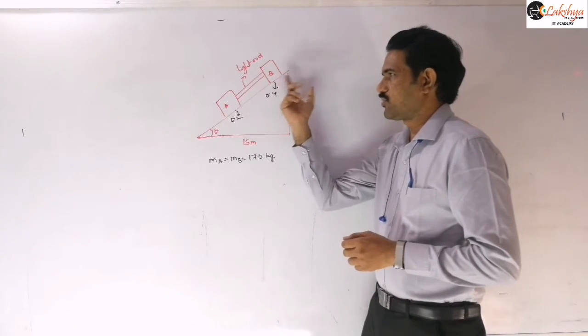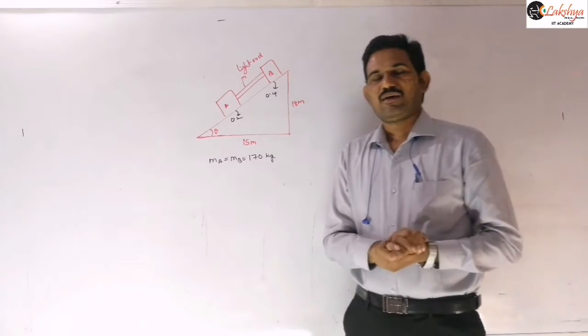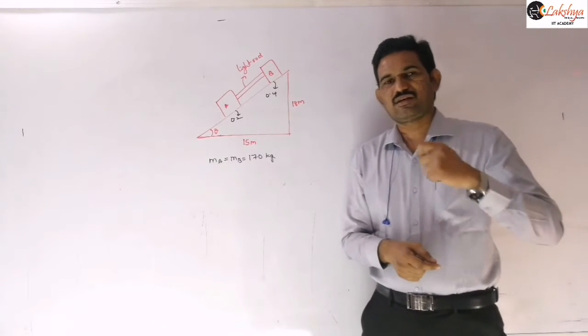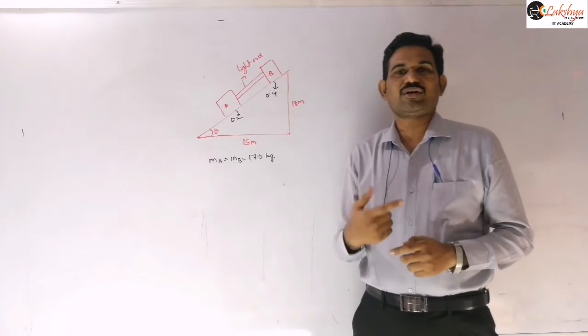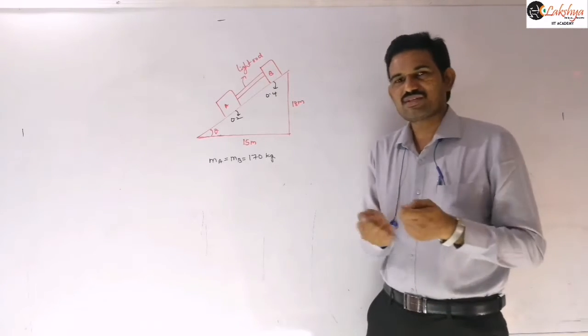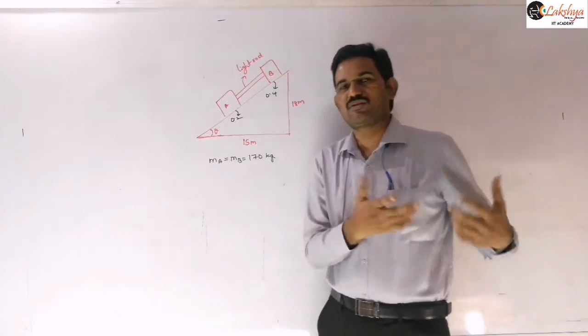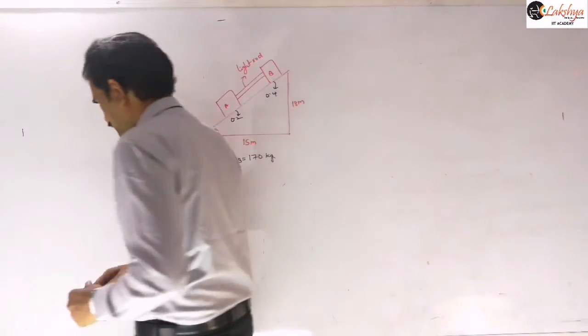even though the acceleration of this block may be more or this block may be more, some tension may exist in that rod, because you know tension in the string is only a pulling force, but here tension in the rod can be a pulling force or it can be a pushing force also, right? Because by using a rod we can push the object or we can pull the object. So now let us proceed with this problem here.